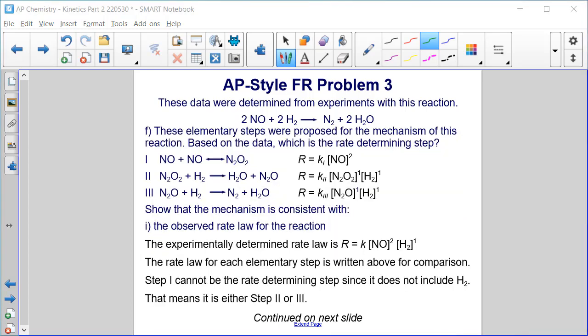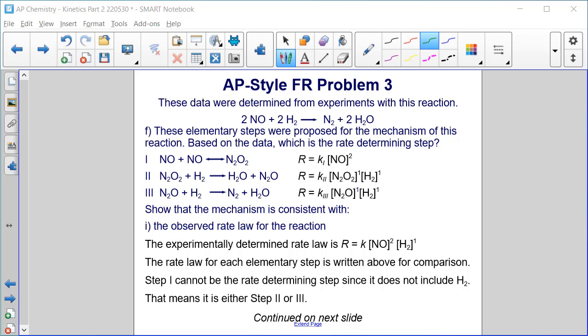All right, so part F is the longest part of the problem. The elementary steps proposed for the mechanism are shown here. Based on the data, which is the rate determining step? I wrote rate laws here for reference for each elementary step, where the rate for step 1 is K1 times the concentration of NO squared, K2 is the concentration of N2O times the concentration of H2, and the rate for the third one is K3 times the concentration of N2O times the concentration of H2. So, show that the mechanism is consistent with the observed rate law for the reaction.